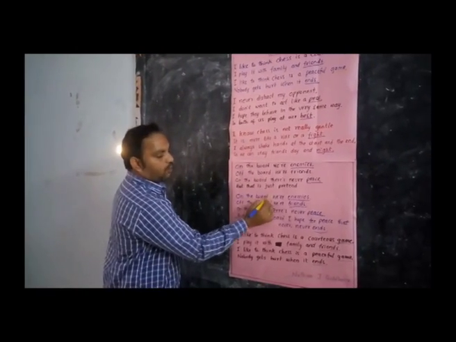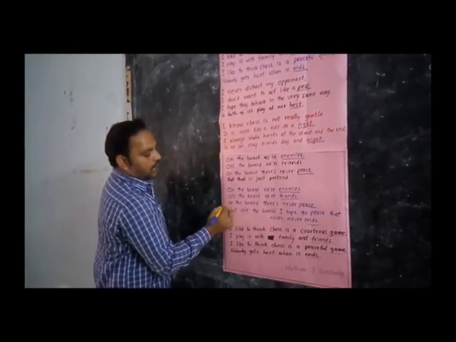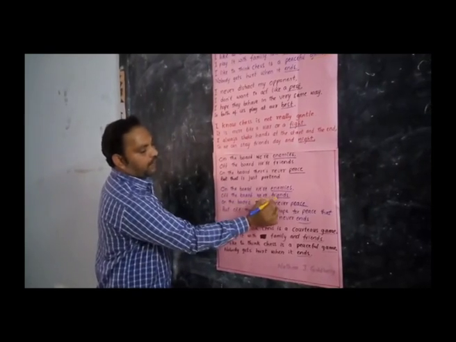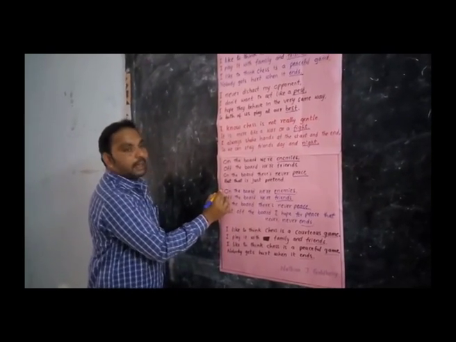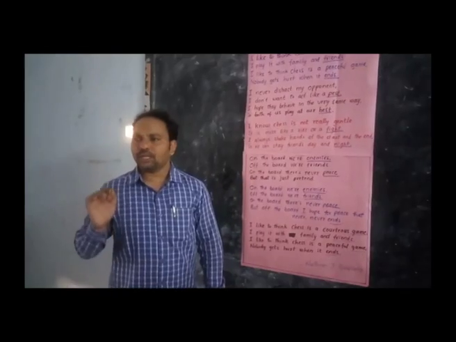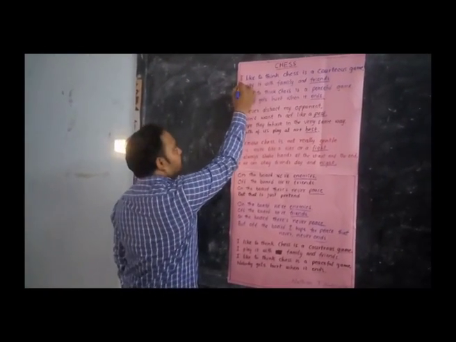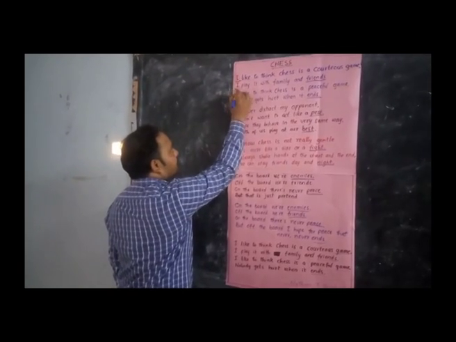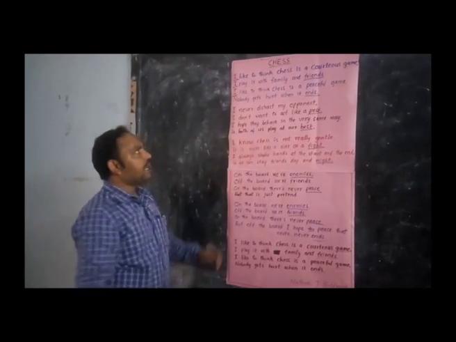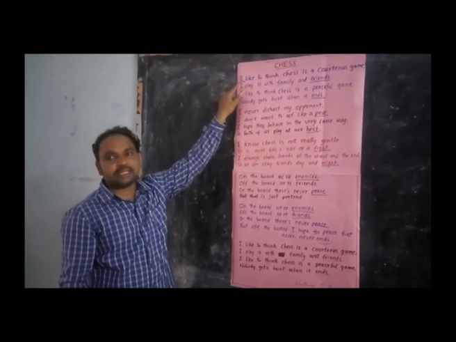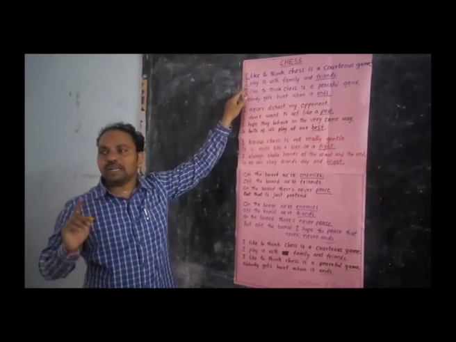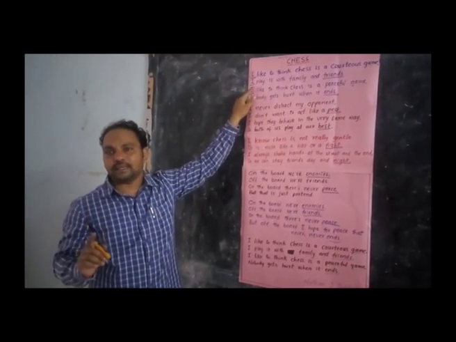"On the boat, we are enemies. On the boat, we are friends." This is also a parallelism. Children, have you noticed the first three lines of the first stanza began with the word "I"? Okay? So, three lines began with only one word, that is "I".